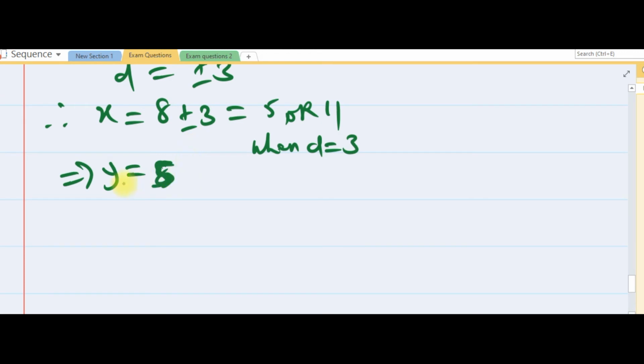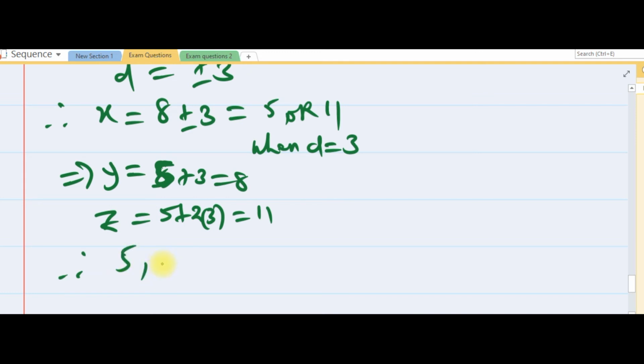So wherever you see y is x plus d, which is 5 plus 3, we have 8. So z is now 5 plus 2 times 3, which is 11. So the terms are, therefore, 5, 8, 11.